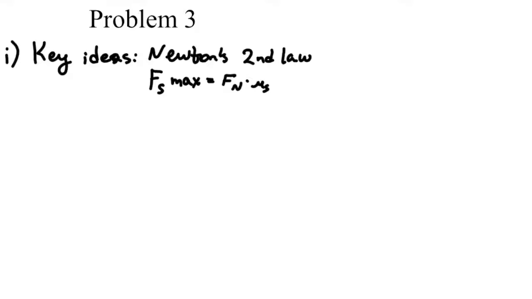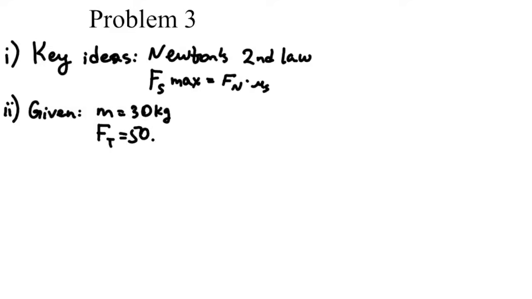So then we are given that the mass of the box is 30 kilograms. We also know that the tension force is 50 newtons. We are also given that mu static is 0.25 and mu kinetic is 0.2. And we're asked to find the acceleration if the box moves.